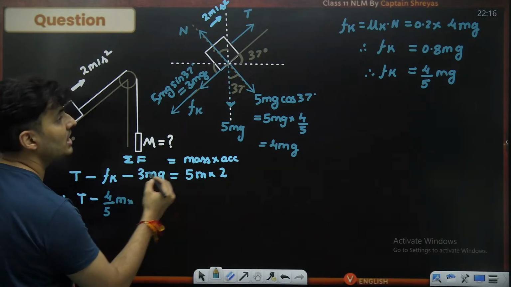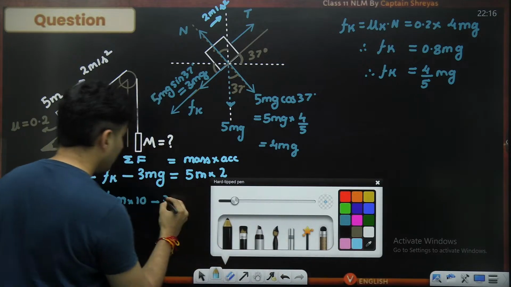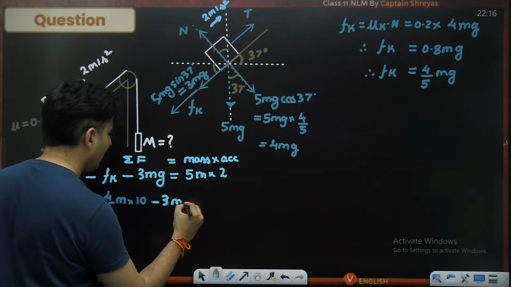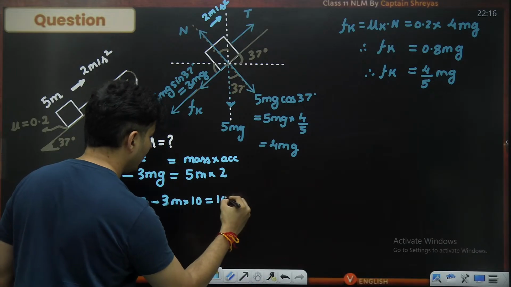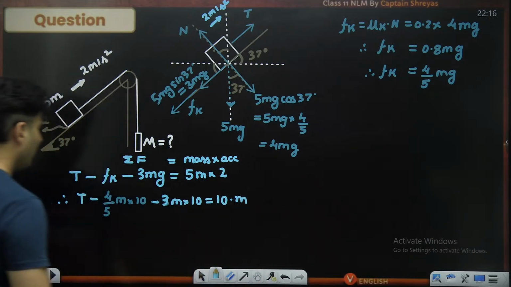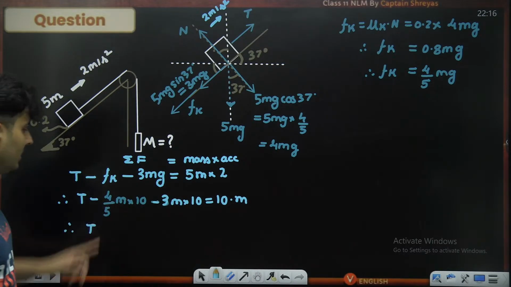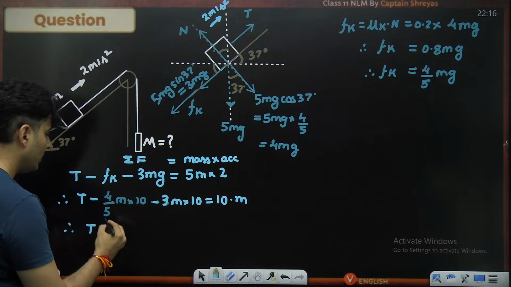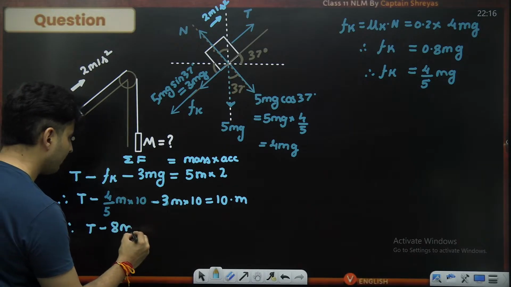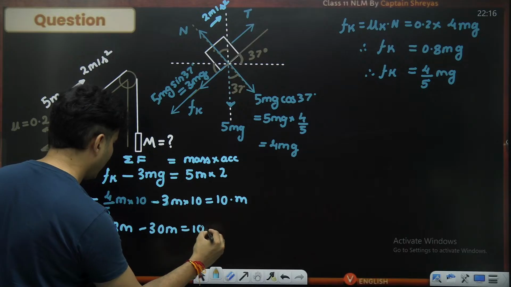So mg is basically 10, minus 3 times m multiplied by g, which is 10. 5 into 2 is also 10 times m. Okay, let's see what exactly happens. Over here, 5 and 10 cancels to 2. 2 into 4, 8. So P minus 8m minus 30m is equal to 10m.